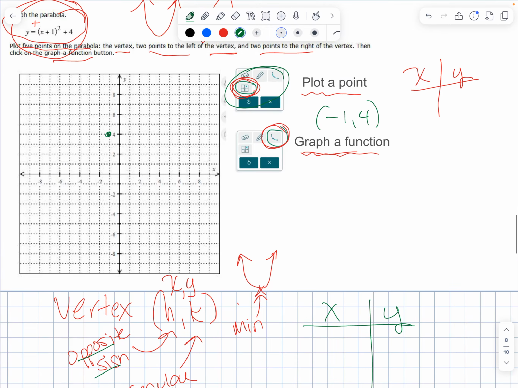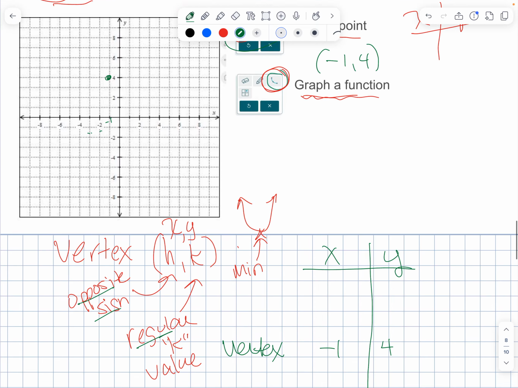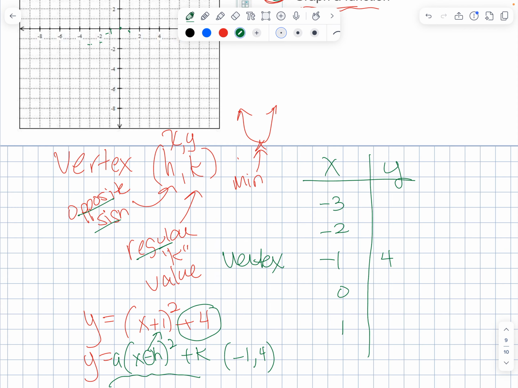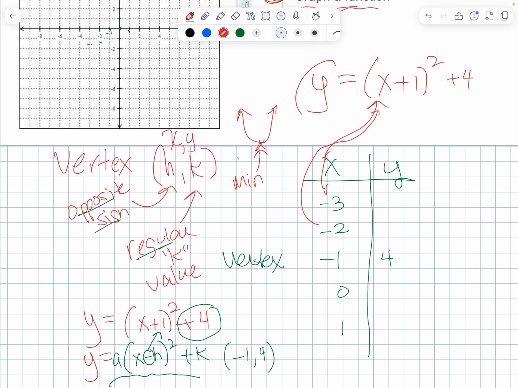Okay, so now if this is negative 1 here, we want 2 points to the left, so we're going to use negative 2 and negative 3. Those are points to the left. And then to the right of negative 1 would be 0 and 1. So 0 and 1. So we're just going to do a little bit of math here. So if we use this formula, y that they gave us, (x plus 1) squared plus 4, we're just going to start popping in these x values, right? The negative 3 will go in, the negative 2, and we'll see what comes out for y.